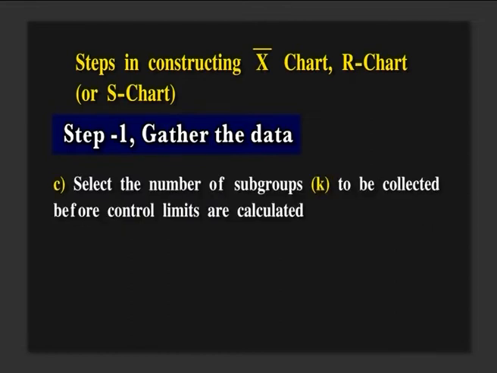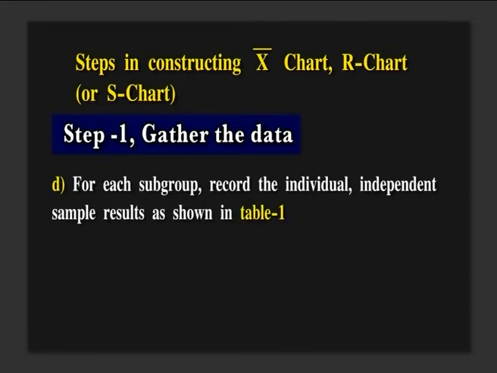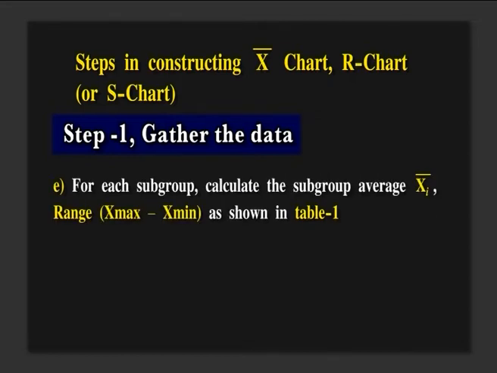Select the number of subgroups k to be collected before control limits are calculated. For each subgroup, record the individuals' independent sample results as discussed in Table 1. For each subgroup, calculate the subgroup average x̄i and the range Ri as shown in Table 1.